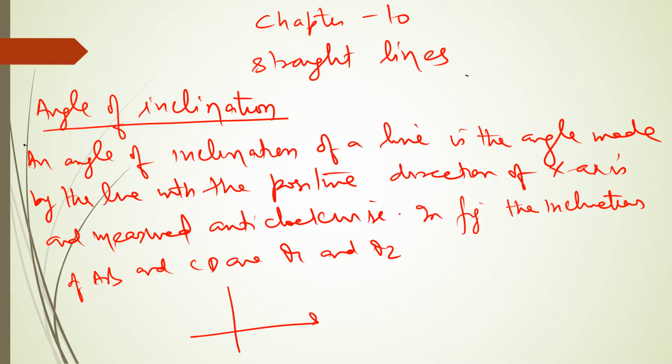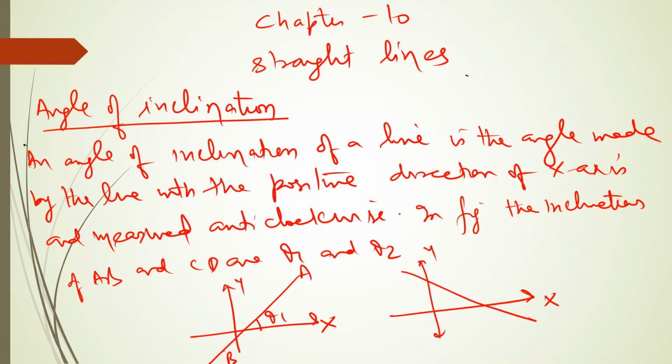This is the figure, this is the x-axis and this is the y-axis. This is the line AB and its inclination is theta 1, and this is the line CD and its inclination is theta 2. This concept will help to understand the concept of slope of a line.